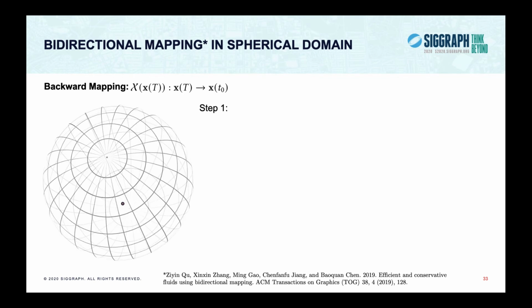We first look at the backward mapping at step 1. This point we are observing is denoted as xt1. We query the velocity at this point and trace it back to its original position xt0. Now the point xt1 is mapped to xt0, and we do this for each grid point. Now we are still looking at this grid point, but at a later time tn. This point is traced back to position xt(n-1). Note that we have saved at each grid point the initial position.